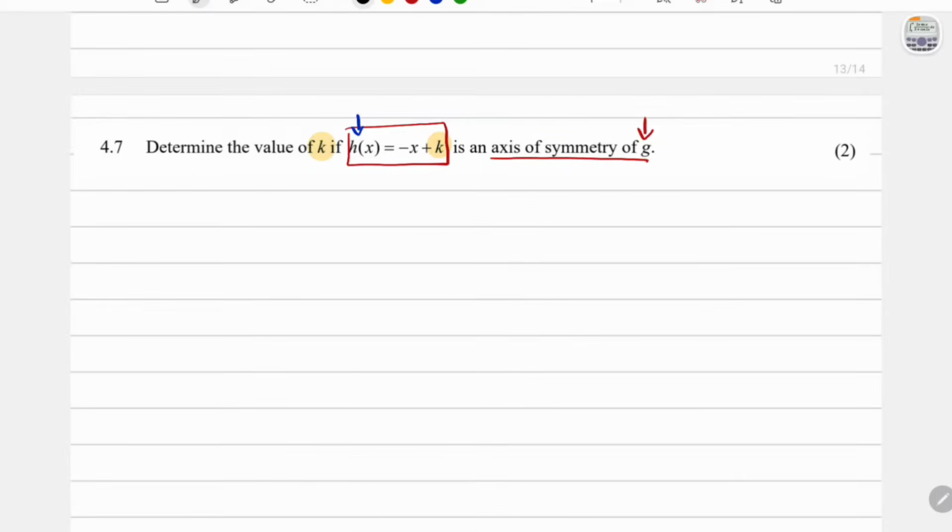So in a nutshell, what they're saying is we have the axis of symmetry of G, and that has an equation. Let me speak about that. The axis of symmetry of a graph, right?